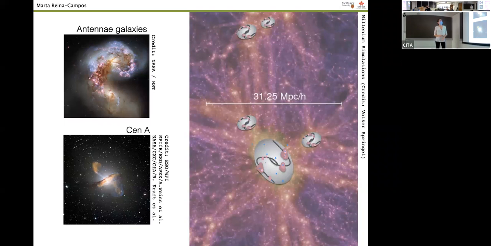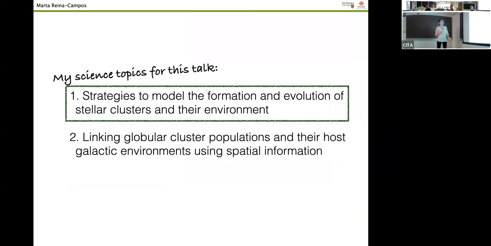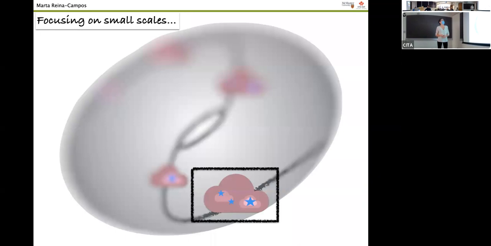So this leads me to the first bit of my talk, where I wanted to discuss, well, how can we do this? Which strategies can we follow if we want to study this from a theoretical perspective? The way I see it is that the tool that you're going to use depends on the question that you're trying to address. And so if we start focusing on the small scales, one can say, well, actually, I don't really care about the galaxy.